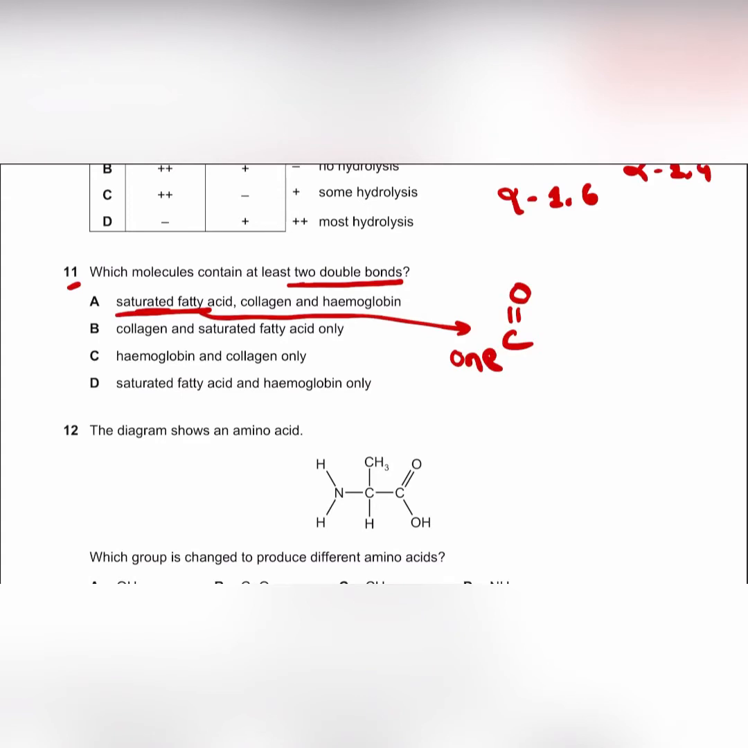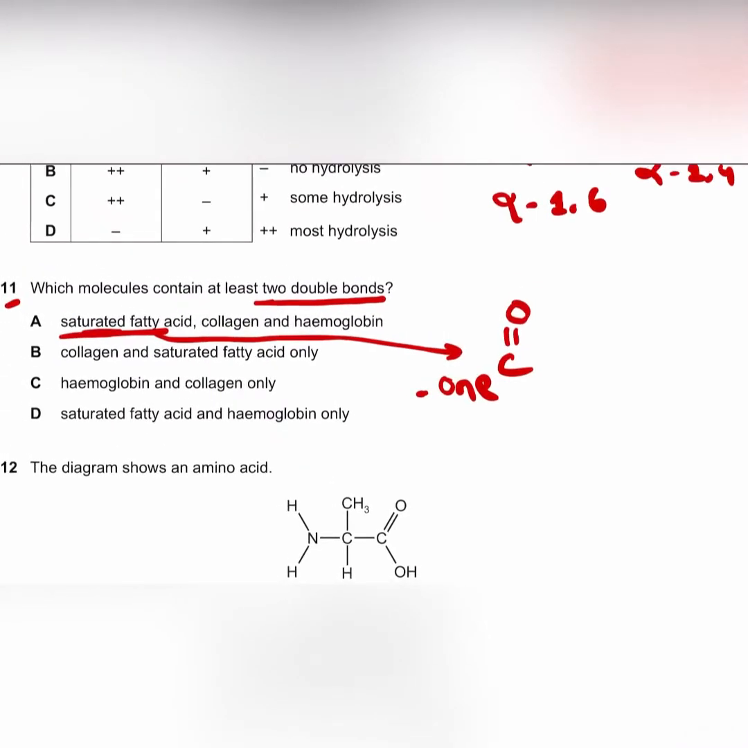Saturated fatty acids do not contain any carbon-carbon double bond, but they do contain one carbon-oxygen double bond, right? Okay. If we talk about collagen and hemoglobin, they contain many amino acids. Both are proteins and each amino acid has a carboxylic acid group. You all know that. So each amino acid contains a double bond, yes or no?